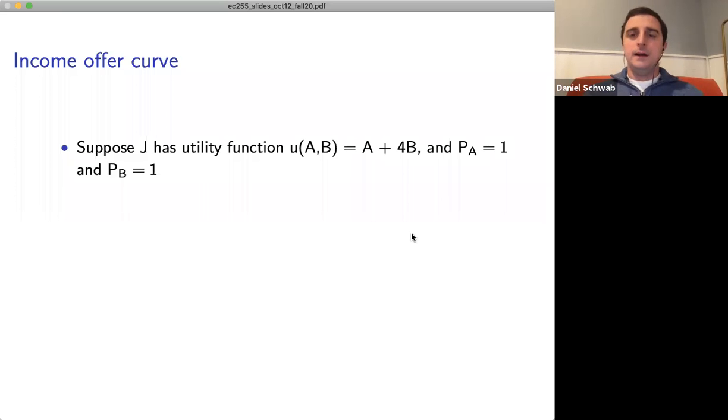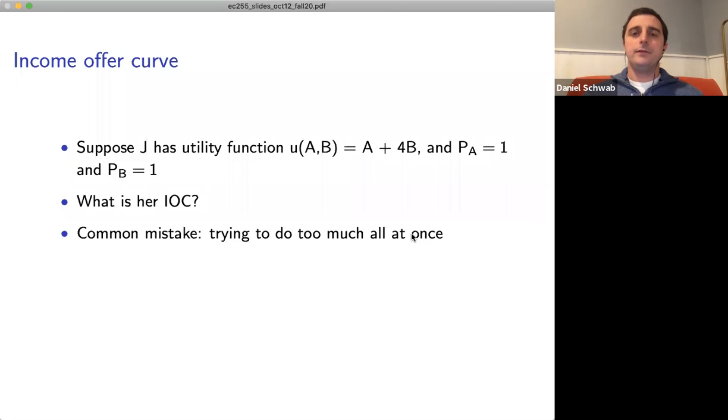Okay, so let's keep on moving. The question is, what is her income offer curve? Let me try to pitch the method that I use. This is an extremely overarching strategy, but the strategy that I would always try to use is to do some simpler version of the problem. Just break off a little piece. If you need to, change the problem a little bit to make it easier, see how that works, and then expand back out to the bigger problem. So we're not going to try to do it all at once.